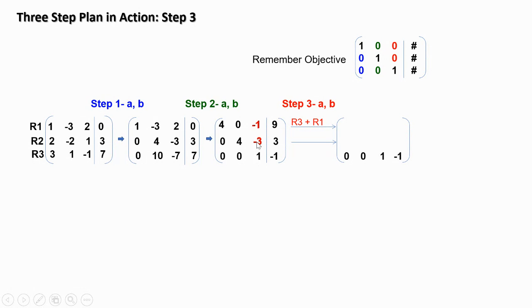And here we have a 1 and a negative 3. So I need to multiply row 3 times 3 and add it to row 2. And here's my work. This is going to give us 4, 0, 0, 8.